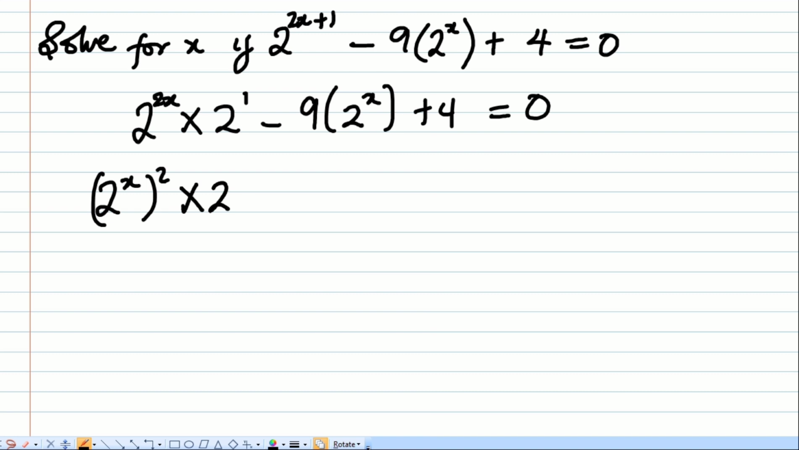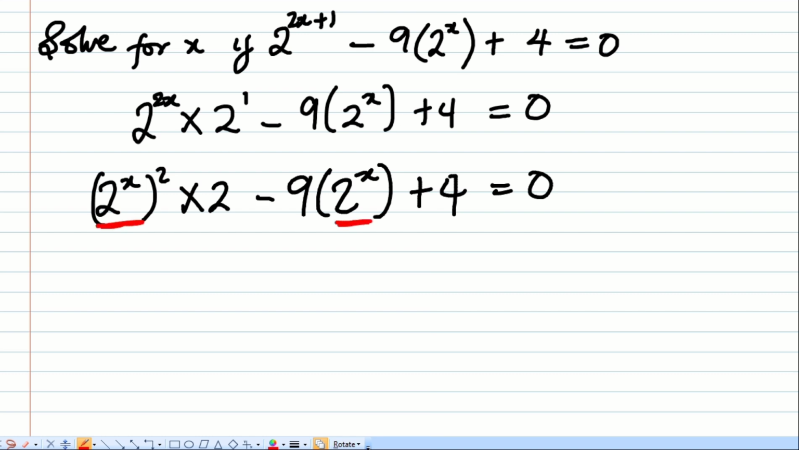2 raised to power 1 is still 2, minus 9 into 2 raised to power x plus 4 equal to 0. Now you see that I have 2 raised to power x here, I have 2 raised to power x here. So I can now draw an equation. I can say, okay, let 2 raised to power x be equal to anything. It can be equal to a, b, c. So let me just let it be equal to a. So wherever I see 2 raised to power x, I'm going to put a. So let me write the equation. So this will be 2 raised to power x, I'll replace it with a, raised to power 2.